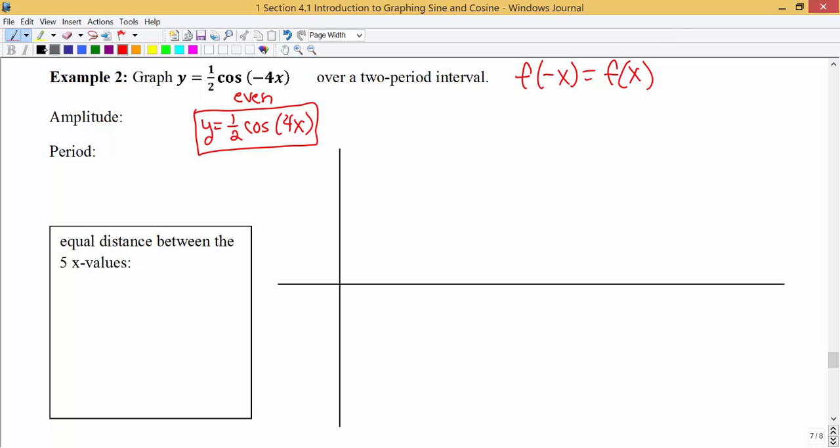So the amplitude here is a positive 1/2. It's the absolute value of a, since a is 1/2, and the b is 4. So we complete four full cycles between 0 and 2 pi. So what is the horizontal distance required to complete just one full cycle? It's the original period divided by b, and we get that the period to complete one full cycle is pi over 2.